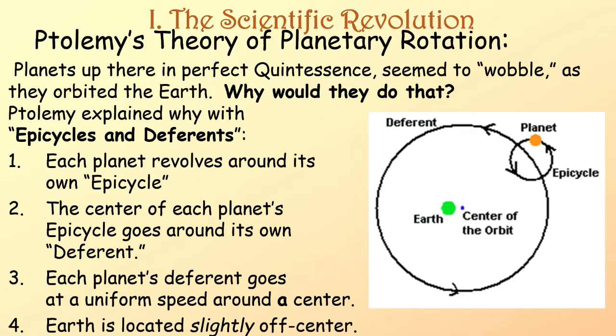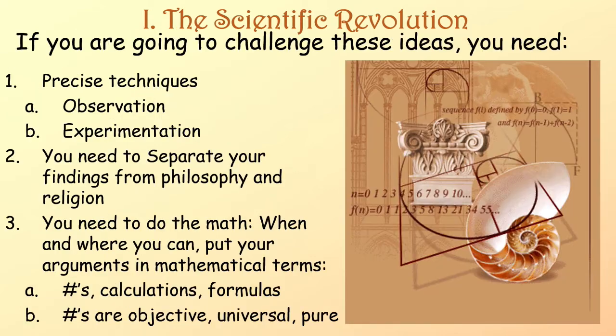So each planet's deferent goes at a uniform speed around a center, and the Earth is slightly off center. And so basically that's how he explained planetary motion. But he didn't completely debunk Aristotle's idea of the crystal spheres.